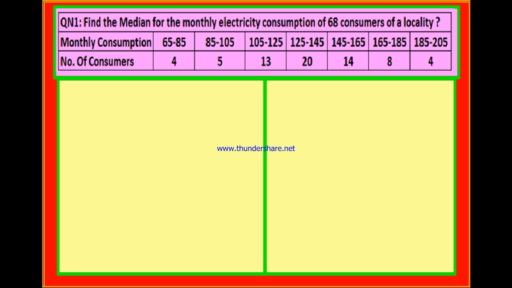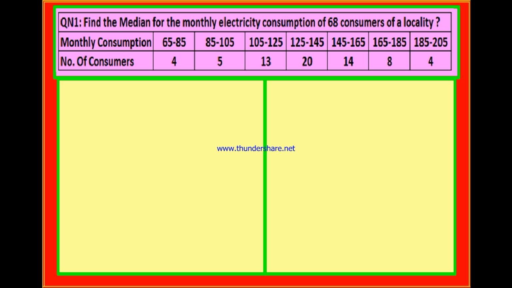Here, in order to find the median for this group of data, you can consider these monthly consumptions as classes and the number of consumers as frequency. Understood, dear children? Let us form a table. To recollect, in order to find the mode, it is enough to write classes and frequency. But in this case, in order to find the median, besides the classes and frequencies, you should construct one more column which stands for less than cumulative frequency.